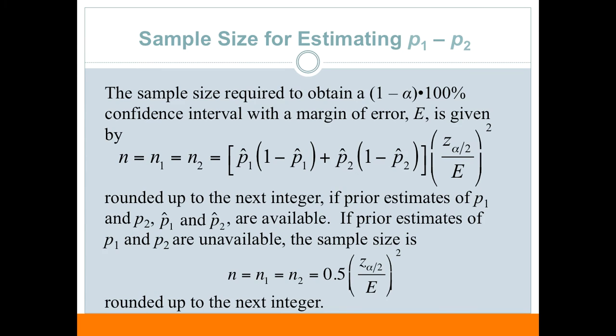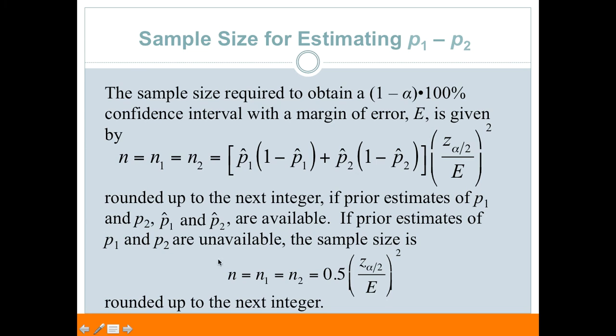Now, we can also do sample size calculations in this chapter. So the sample size that's required to obtain a confidence interval with a given margin of error is given by the following formula. And it looks a little bit nasty. It's not too bad to actually use, but we take p1 hat times 1 minus p1 hat plus p2 hat times 1 minus p2 hat, and we multiply that by the critical value over the margin of error squared. And this, just like our sample size calculations from a couple chapters ago, needs to be rounded up to the next integer.